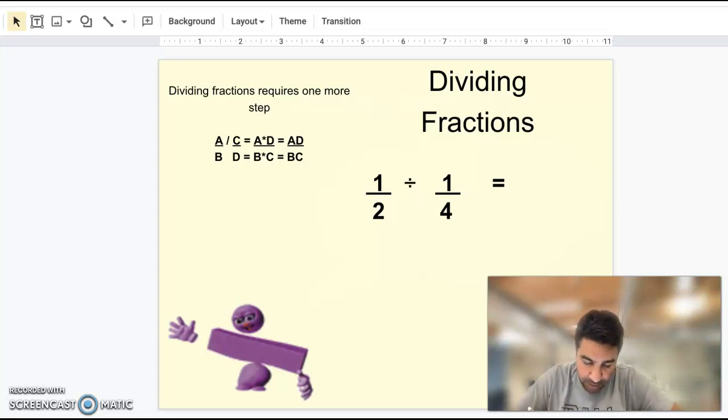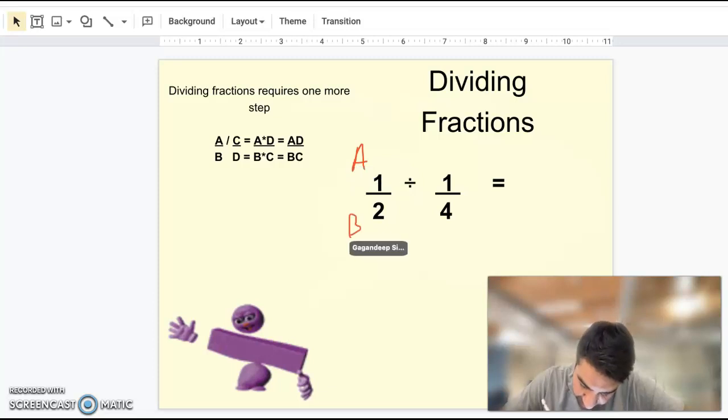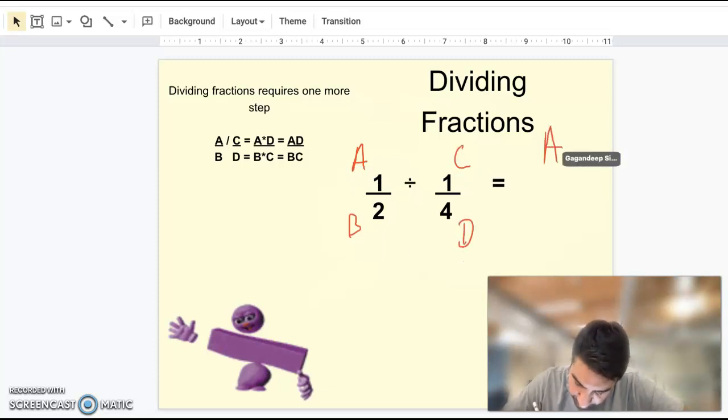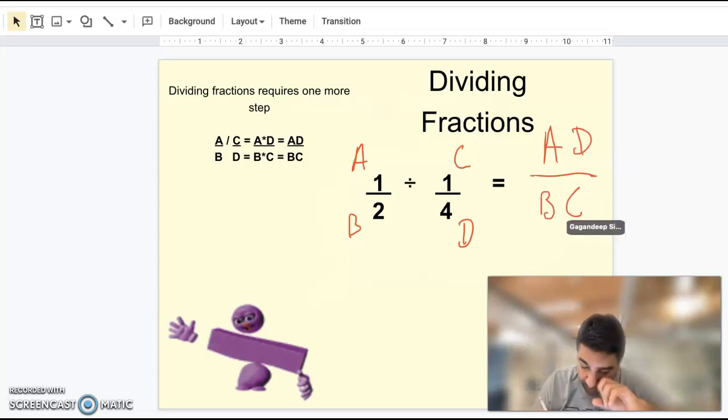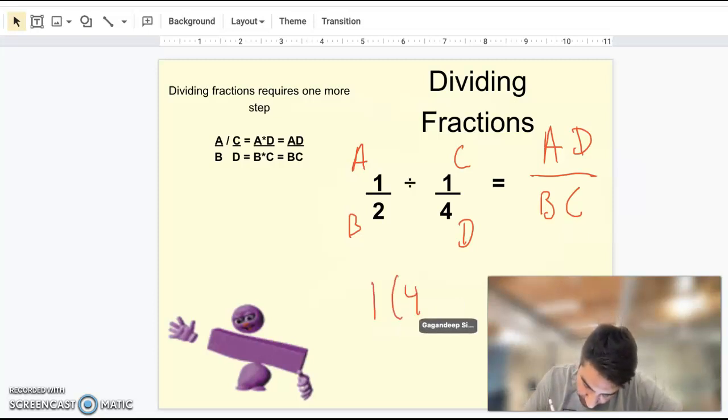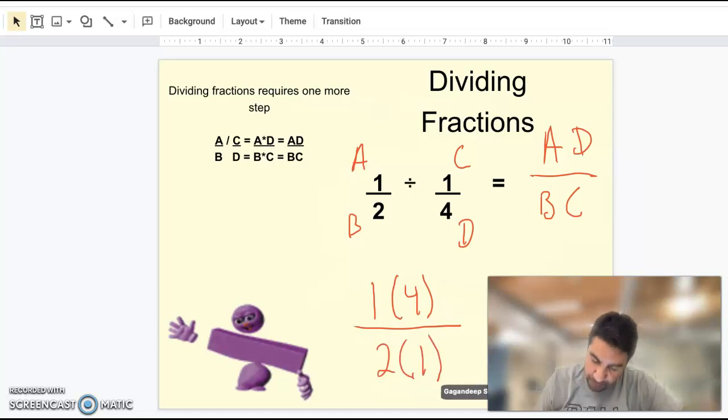So this first one, let's label it, just so we can get the hang of it. This is A, this is B, this is C, this is D, and what my rules tell me is A times D over B times C. So let's set up A times D first. That's 1 times 4, over B times C, which is 2 times 1. I know, extremely difficult, right?